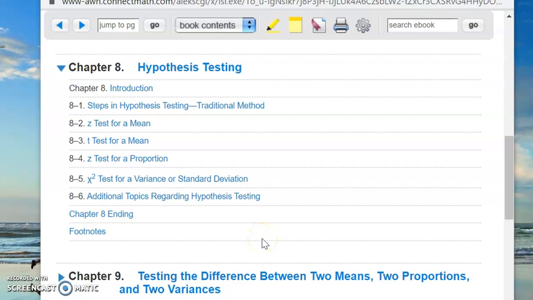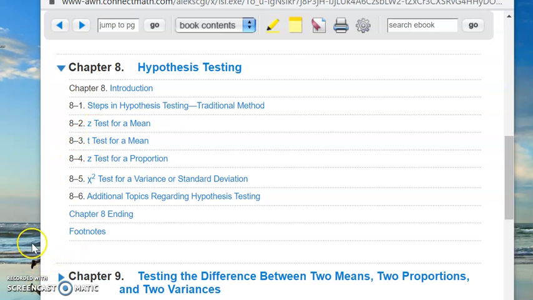Okay, ladies and gentlemen, we are in section 8-2. This is recording number 1. Obviously, this is chapter 8. Now, what we're going to talk about now is the very first of our tests. Section 8.1 talked about the steps in hypothesis testing, kind of a generic discussion. And now we're going to talk about an actual test that we're going to do at 8.2. 8-2 is the Z-test, 8.3 is the T-test, and so forth. So this is our first one in 8-2.